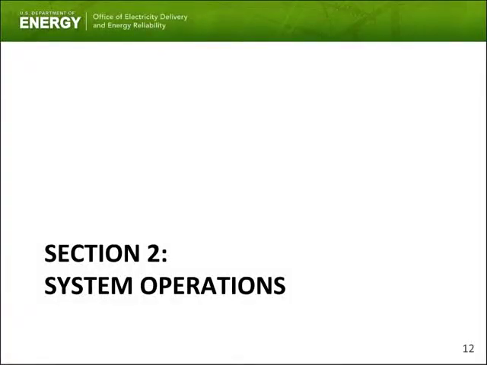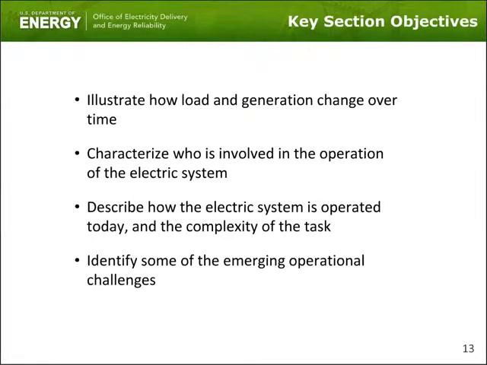I'm now going to talk a little bit about how these pieces work together to reliably deliver electricity to the consumer. Slide 13, please. In this section, I'm going to try to illustrate how load and generation change over time, how to characterize who's involved in the operation of the electricity system, describe how the electric system is operated today and the complexity of the task, and identify some of the emerging operational challenges. Slide 14, please.